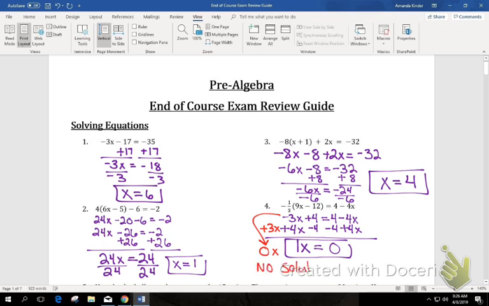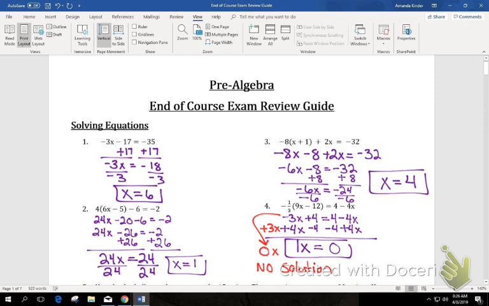Okay? So if your x's cancel, which is not what happened here, but if that happens on your EOC, where your x's completely cancel out, your answer is no solution. If 0 is the number value for your answer, that is one solution. Okay? All right, we did pretty well on the equations. Great questions. We're going to move on now to number 5.